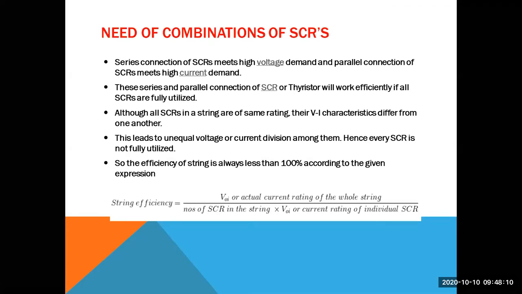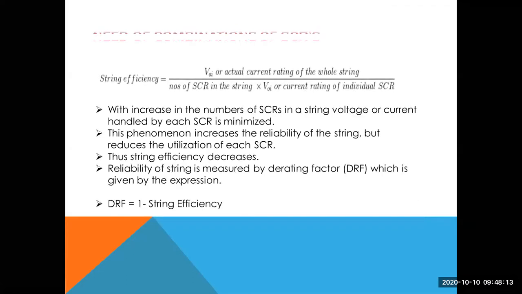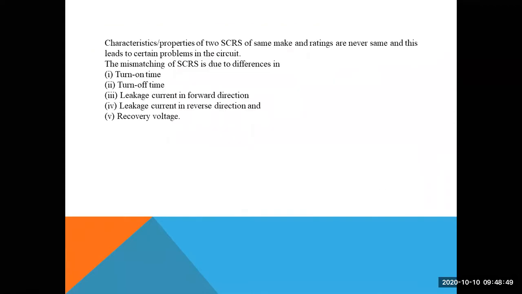SCRs have different behaviors. If an SCR is manufactured by the same company with the same rating, and you look at the behavior, or simply the static characteristics or VI characteristics, the VI characteristics are different for the same rating of SCR. That is a major problem. In the practical case there is a difference in VI characteristics, and with that difference we are getting this type of problems.